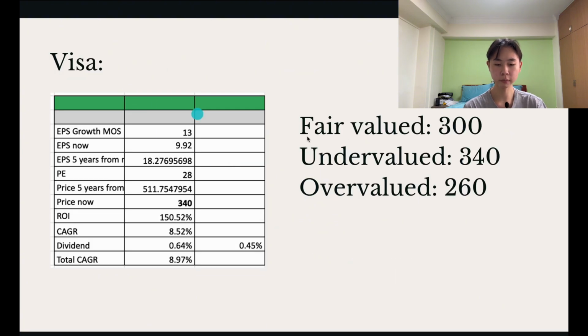So for Visa over here, if you were to just put in all these different estimates, assuming that PE is at around 28 times, and then assuming 13% earnings growth over the next 5 years, Visa gives you around a 9% CAGR, signaling that Visa is maybe slightly overvalued right now. So I put the fair value for Visa at around $300. Overvalued will be around $340, and then undervalued will be around $260.